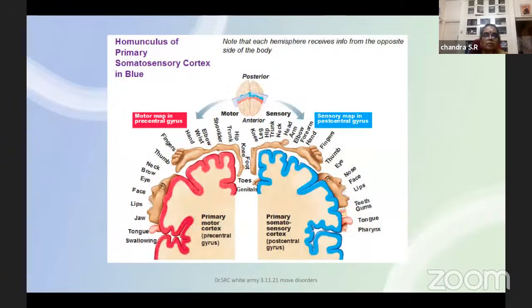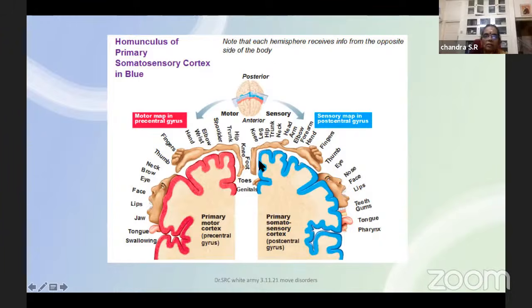So here I have just shown the homunculus. You had better remember this; many times I have shown it, because it has a lot of clinical relevance. Cerebral paraplegia plus spinal paraplegia. I always tell you, see the motor part, it is from the hip. The sensory is from the ankle.